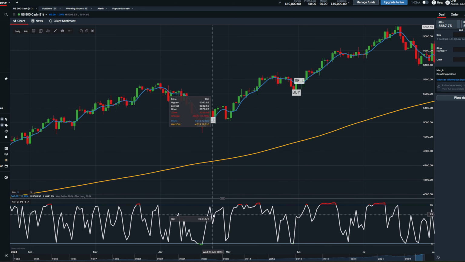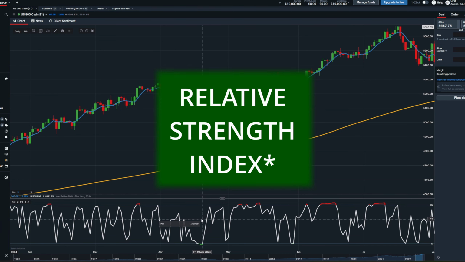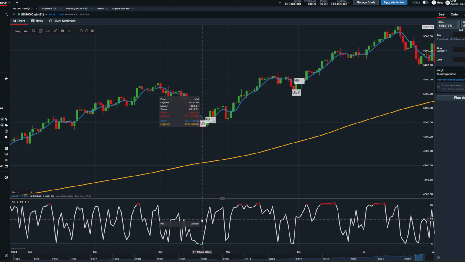The RSI is a little bit more complicated than that. It stands for Relative Strength Indicator, and that's effectively what it's trying to show, the relative strength of the market.